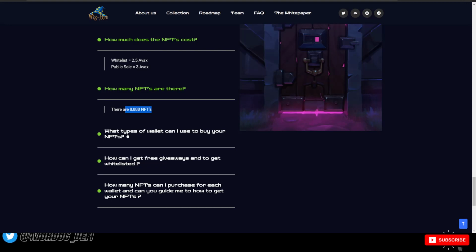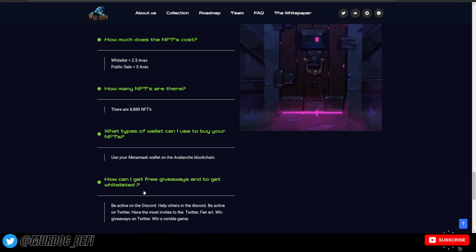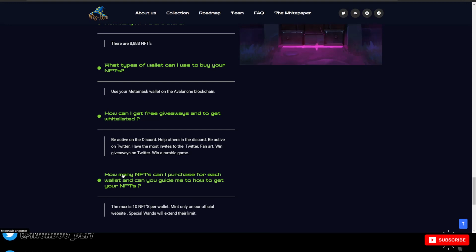What types of wallets can be used? Okay, MetaMask, obviously. How can I get a free giveaway to get whitelisted? Be active in the Discord. So there you go. Just join up their Discord and determine how you can jump on the whitelist there. How many NFTs can I purchase for each wallet? The max is 10 NFTs per wallet, and mint only on their official website. Special wands will extend their limit.